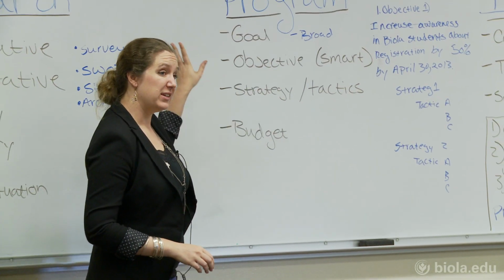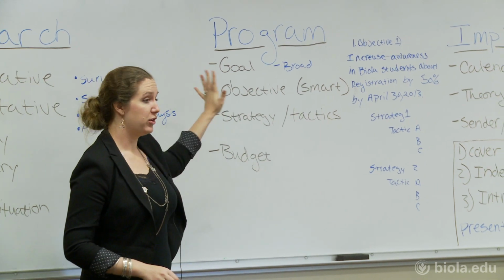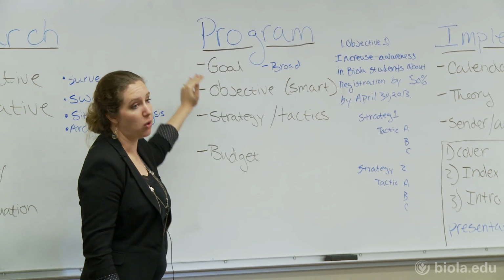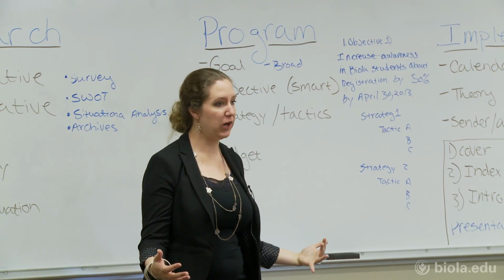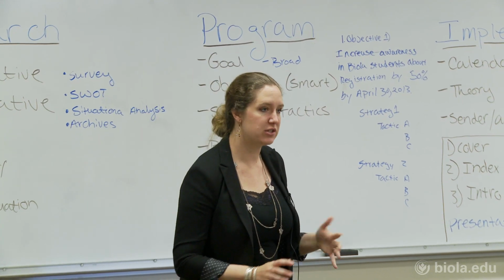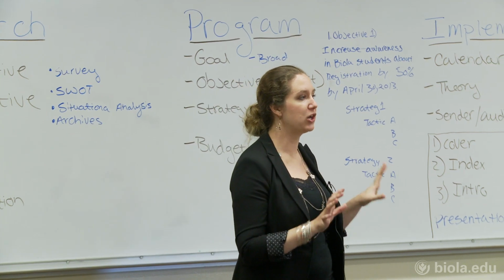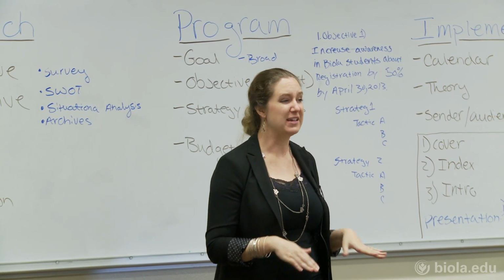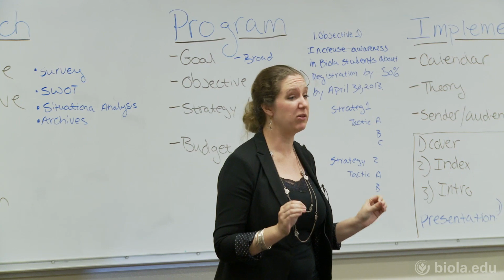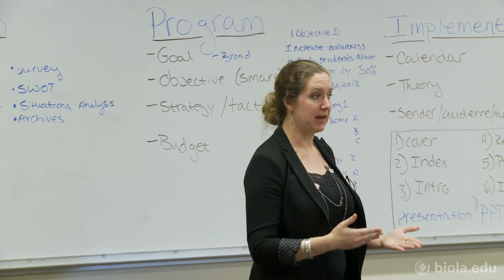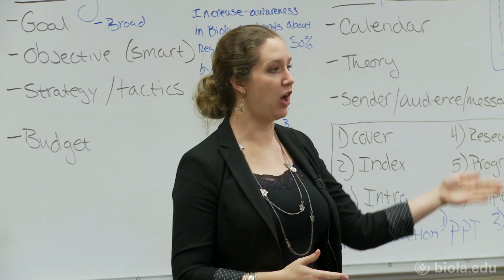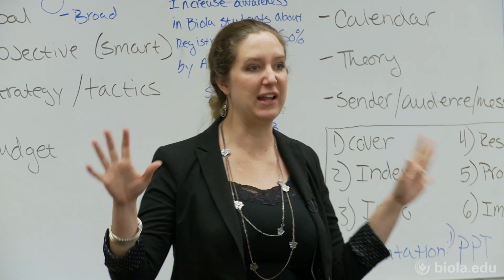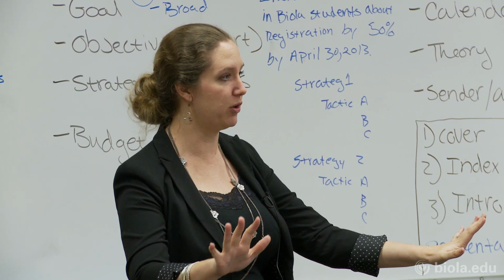When you get after the research section, you get into your program section, and you're going to start off with your goal statement. The goal statement is big picture: where are you headed? There's no measurements, no timeline, nothing like that in a goal statement. A goal statement is, if everything in the world goes perfectly, where are we going to end up? For example, Biola University wants to be a leader in Christian thought, right? That's big picture. That's where they want to end up if everything's going perfectly.